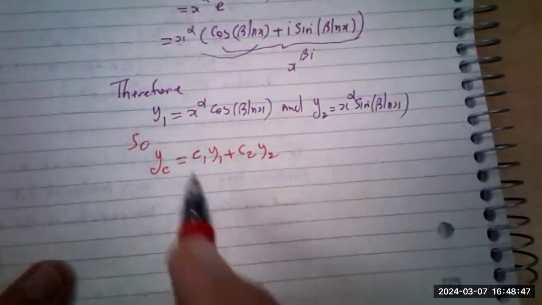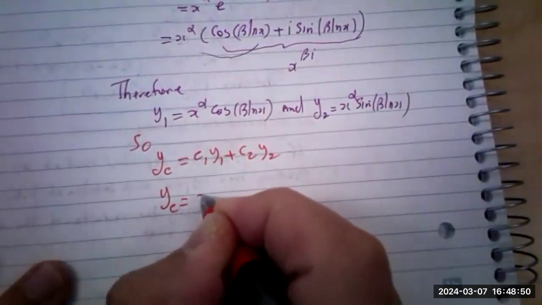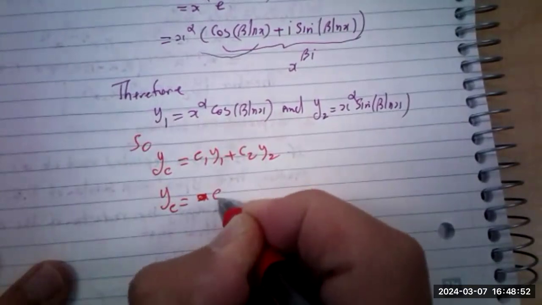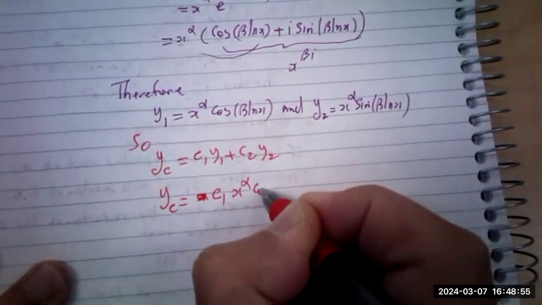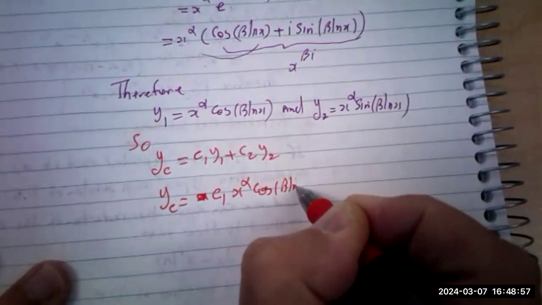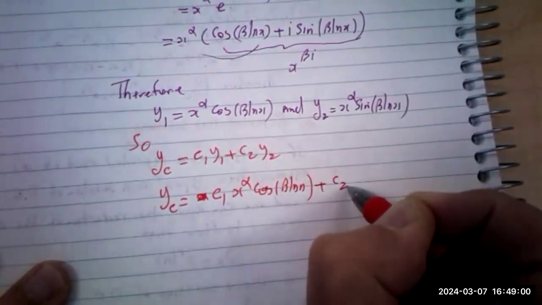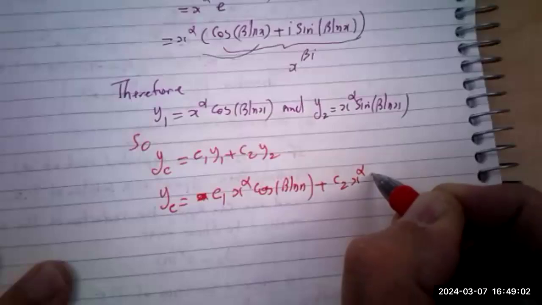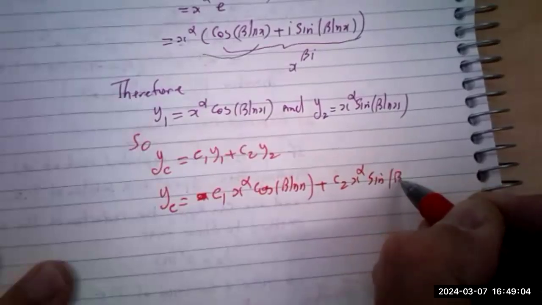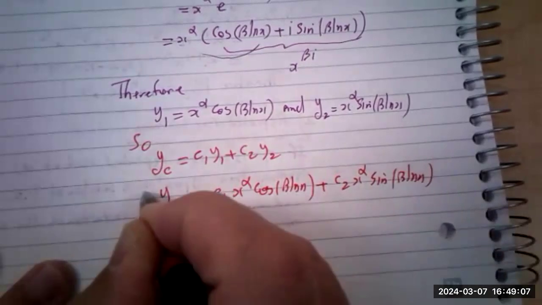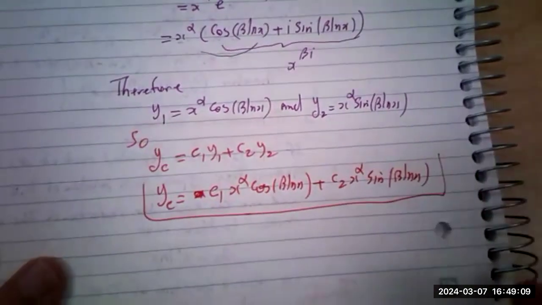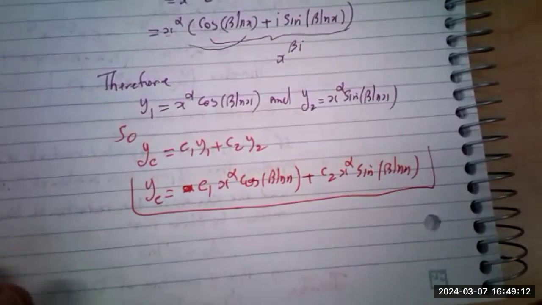And in this case, yc would be c1 x to the alpha cosine of the beta ln x plus c2 x to the alpha sine of the beta times ln x. This would be the general solution of your differential equation. It's very much like in the case of the previous one, remember you did have e to the alpha x cosine of the beta x, e to the alpha x sine of the beta x.